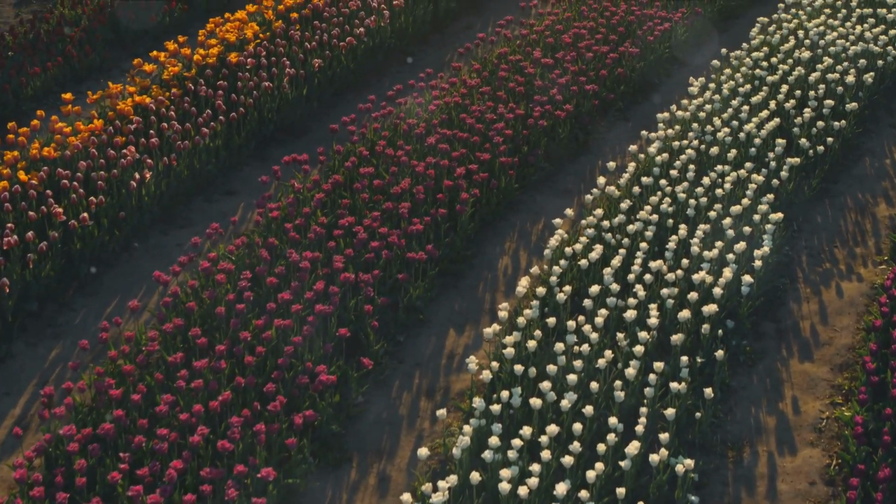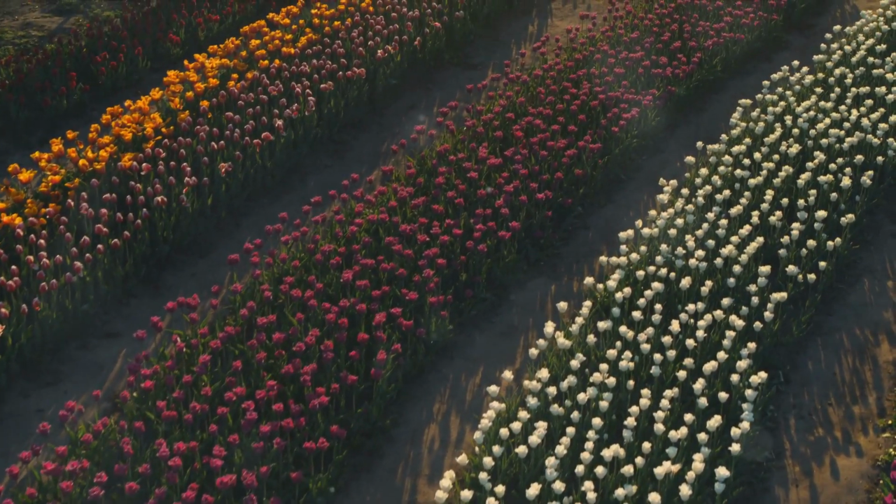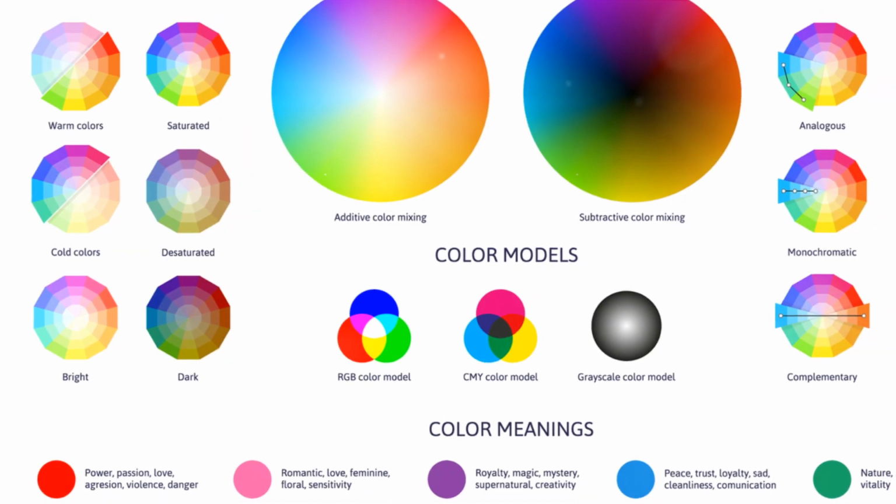Colors are the soul of a garden, influencing mood and perception. Each hue has its own personality, its own emotional weight that can dramatically alter the feel of your garden.